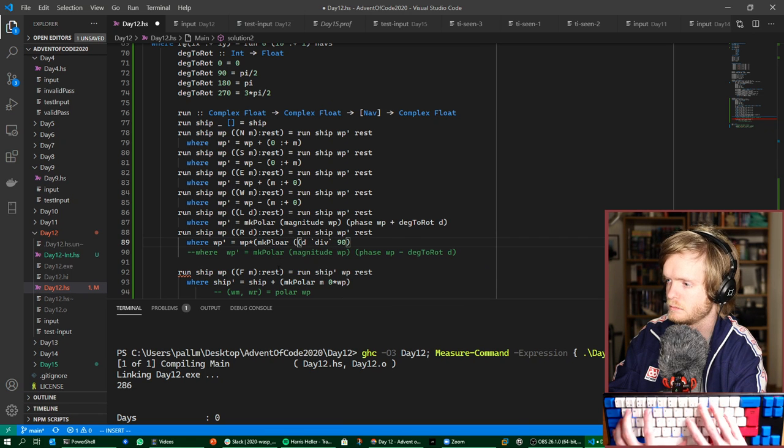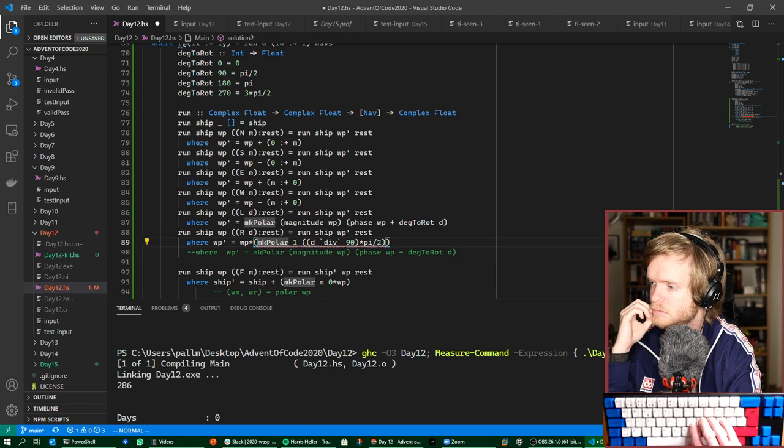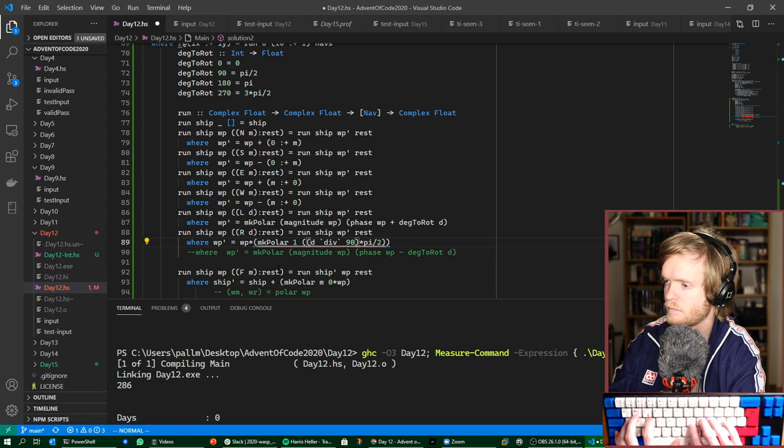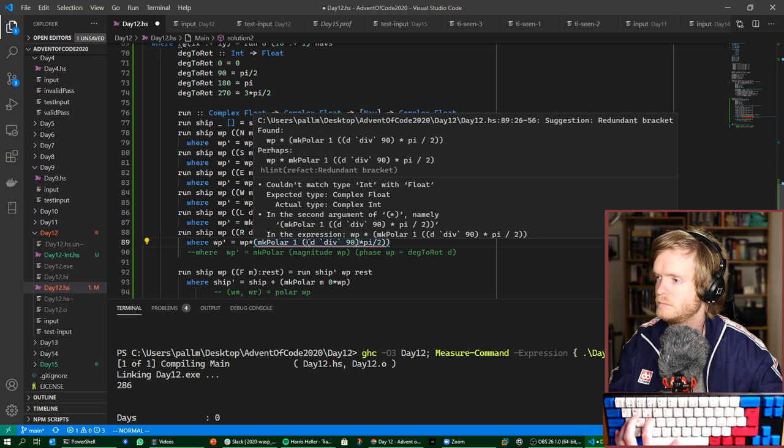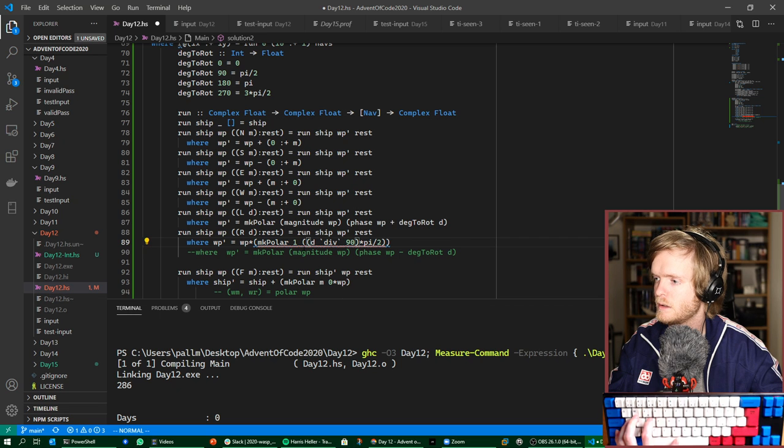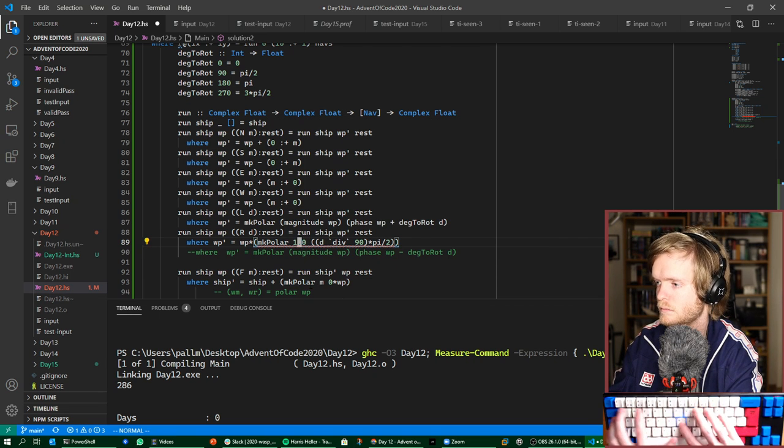Make polar 1, D div 90 times pi over 2. Make polar. What is this you here? Could match type. Okay, should be 1.0. No.